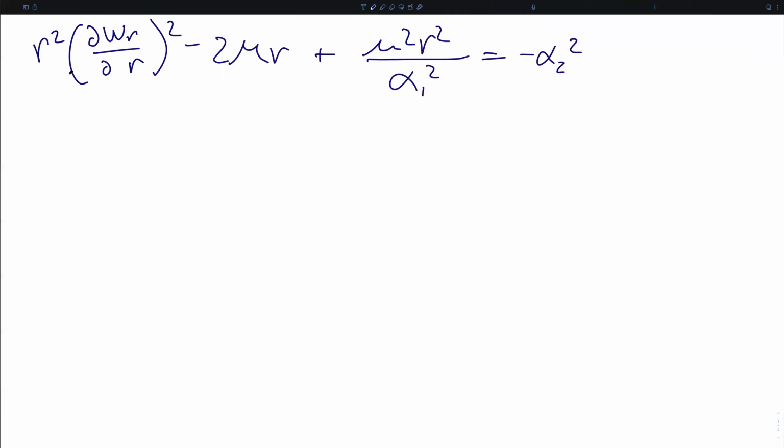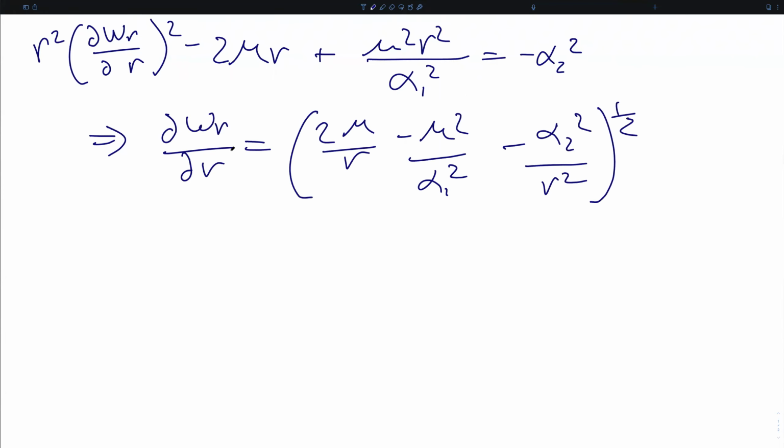We start with the left-hand side. So rewriting, we have r squared times the partial of W_r with respect to r squared, and note that we've replaced W1 with W_r here because we know that W_r is the only piece of W1 that has any r dependence, minus 2 mu r plus mu squared r squared over alpha 1 squared is all equal to our separation constant, negative alpha 2 squared. We solve for this partial derivative and write, that is, the partial of W_r with respect to r is the square root of quantity 2 mu over r minus mu squared over alpha 1 squared minus alpha 2 squared over r squared.